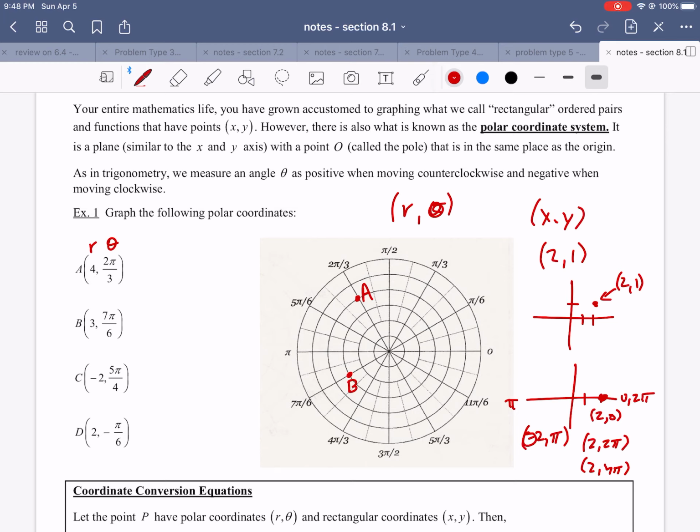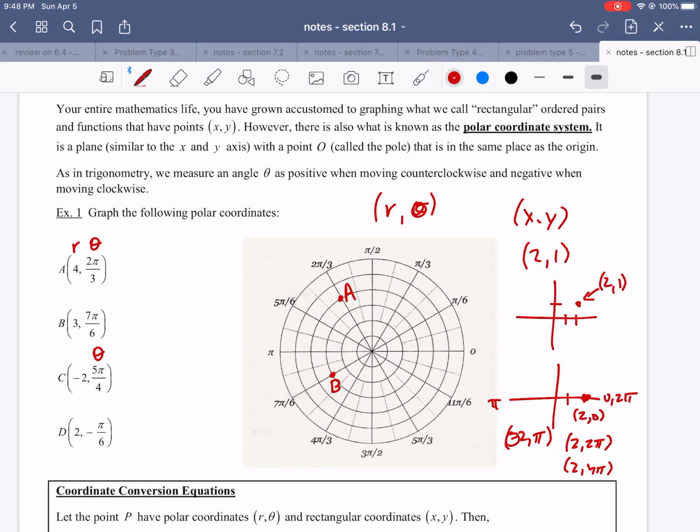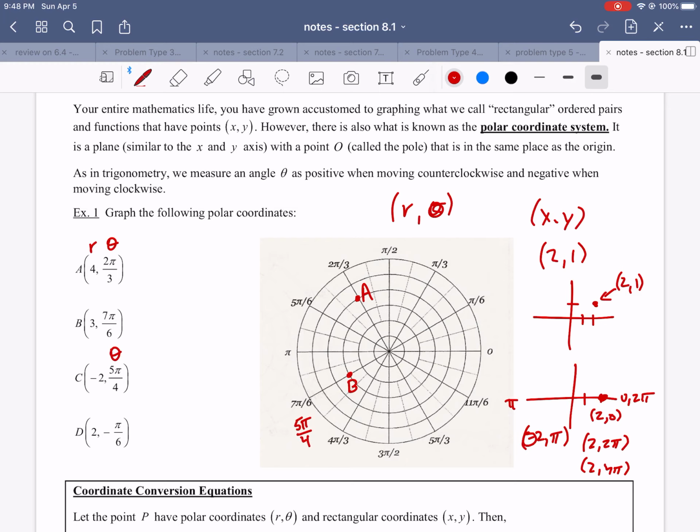For C, negative 2 and 5 pi over 4. Again, what this says is to start at the angle 5 pi over 4. 5 pi over 4 is not actually labeled on your graph here, so remember that 5 pi over 4 would be in quadrant 3, and that would be this line right here. And then the negative radius of negative 2 means I'm actually going to go the other direction. So this point is going to end up in quadrant 1, and that's where C is going to be. The negative radius tells me to go the opposite direction of the angle that is given.